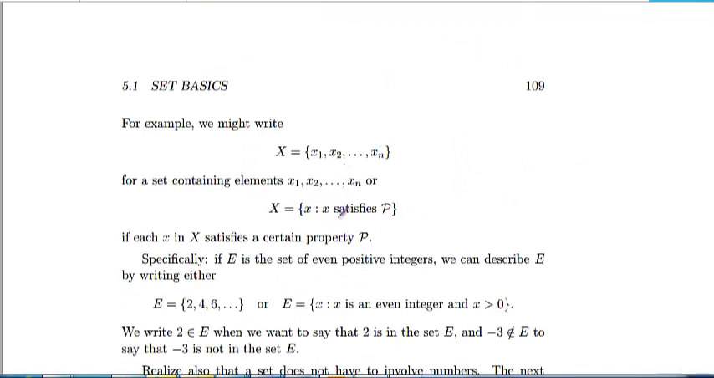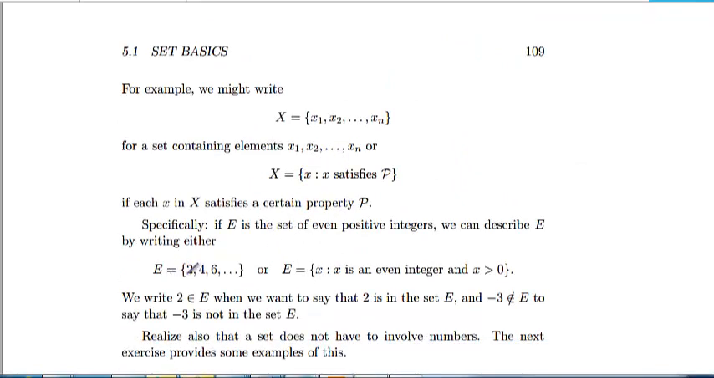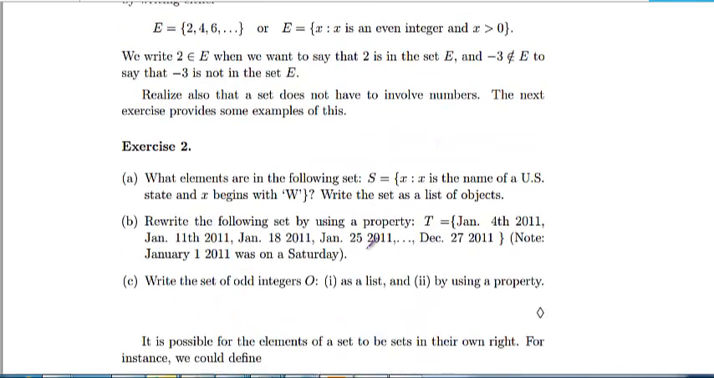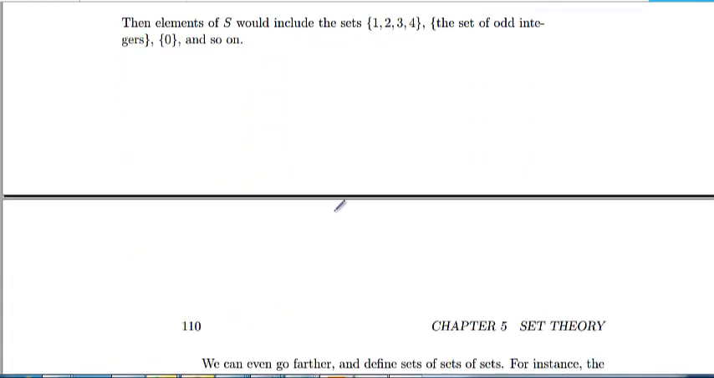So here's two examples. Here, for instance, you can write a set of positive even integers in this way, or as a property. So here's some examples and so on.